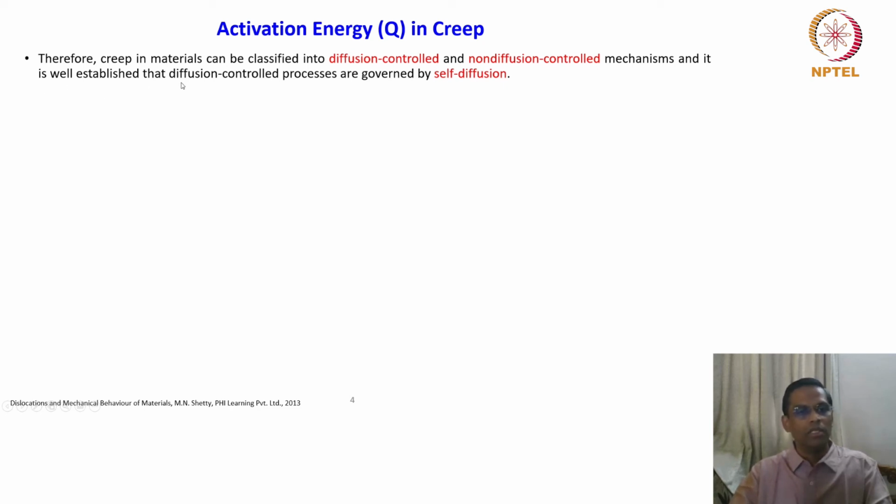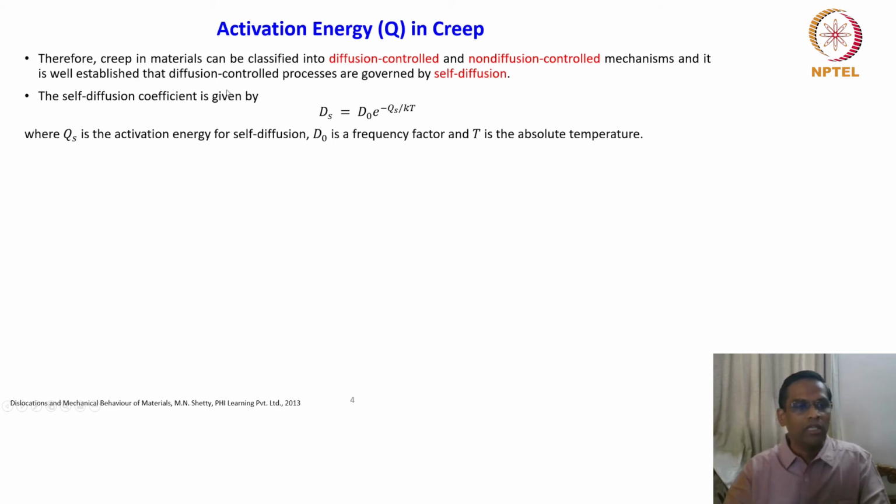And it is well established that diffusion controlled processes are governed by self-diffusion. This is again a very important point. Diffusion controlled processes are governed by self-diffusion. How do you say that? On what basis are we saying that? We will look at some experimental evidence.